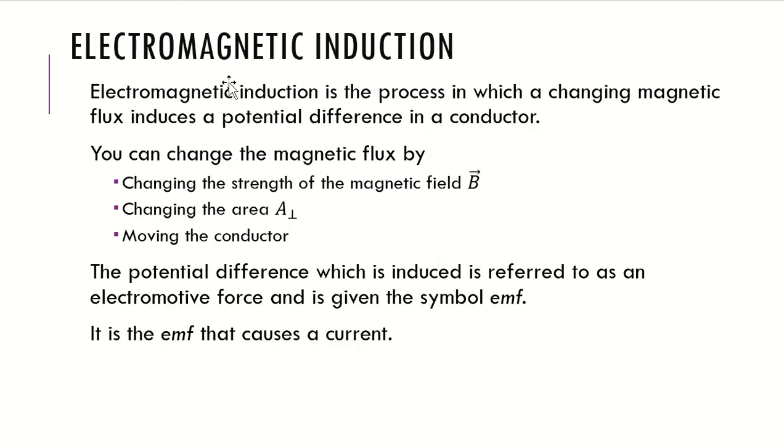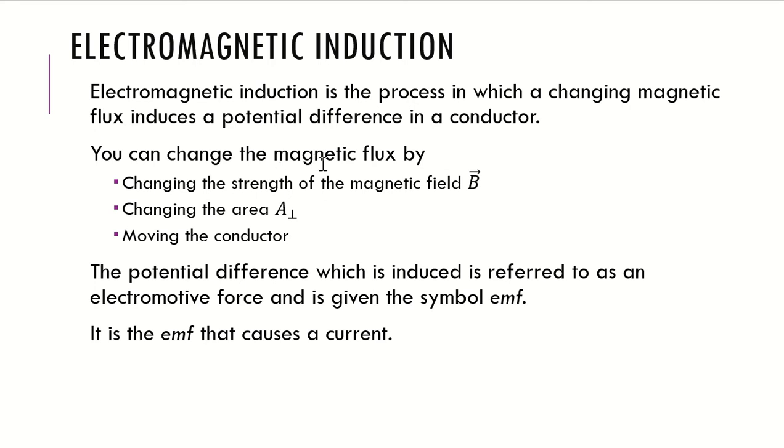So we talked about electromagnetic induction, and that's the process whereby a changing magnetic flux induces a potential difference in the conductor. We saw that if you had a loop of wire and you moved a magnet into it, you were changing the flux through the loop, and a current was induced. That current was induced because there was a potential difference, which we called an electromotive force because it drove the current through the wire. That EMF has units of voltage.